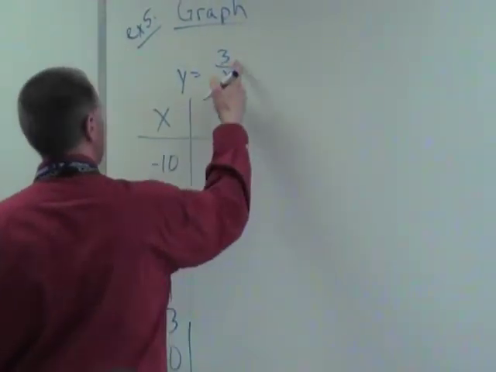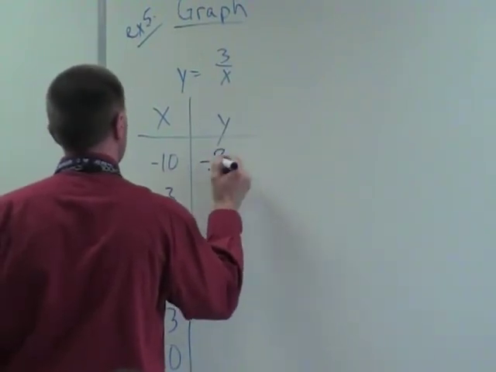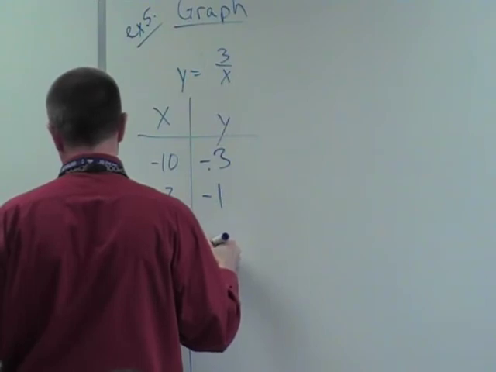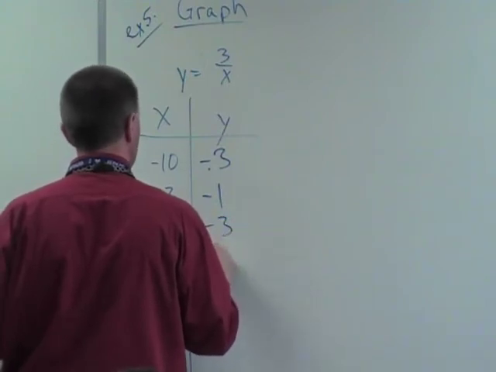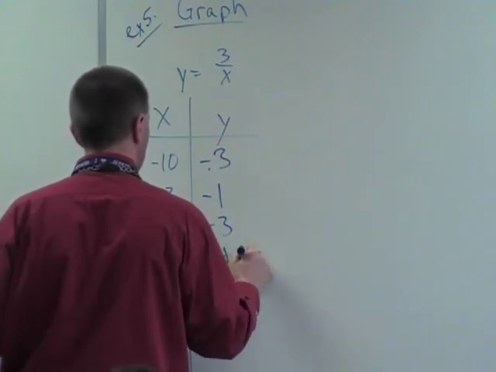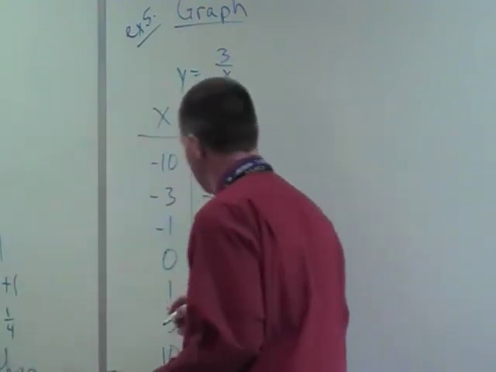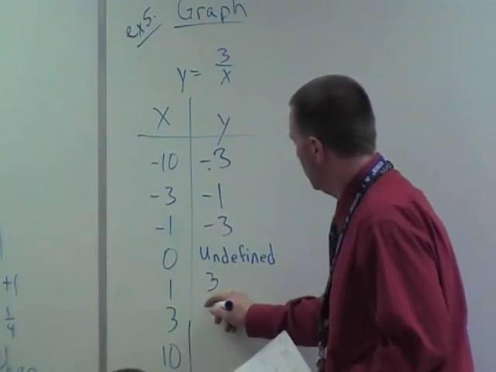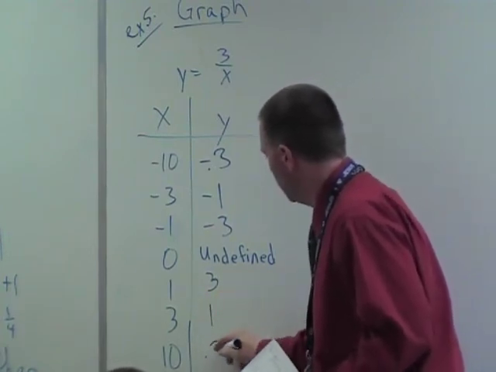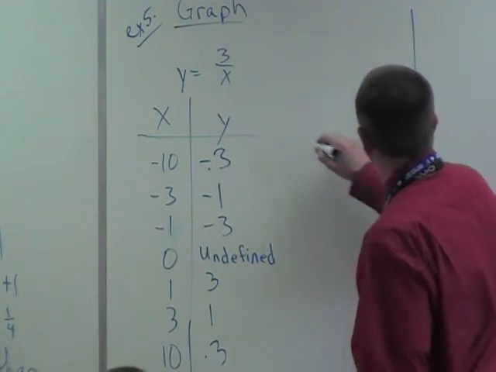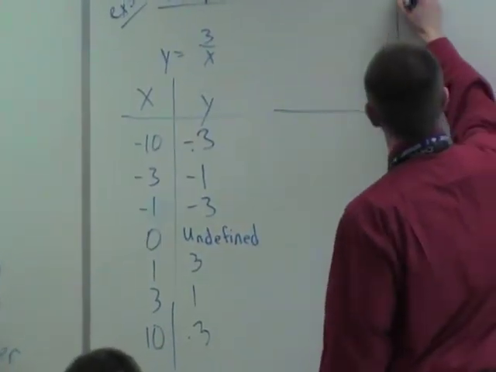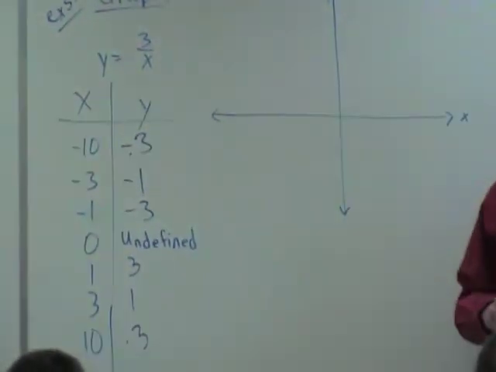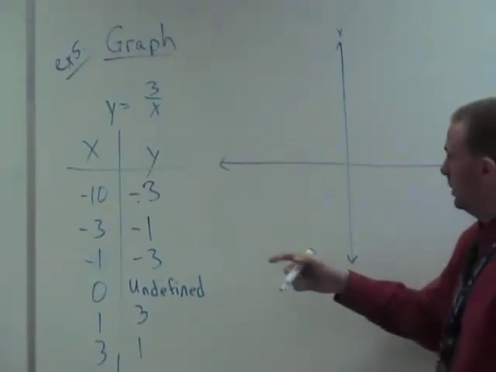All right, so this is -3/10 or -0.3. That's -1, -3. This is undefined. When you have 0 in your denominator, it's undefined. That's 3. That's 1. And that's 0.3. All right, so how do we graph something that's undefined? Let's at first graph what we do know.